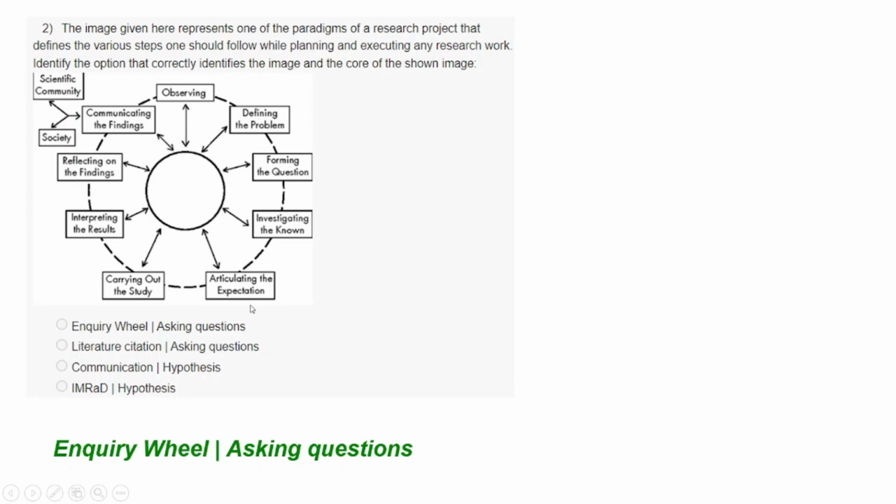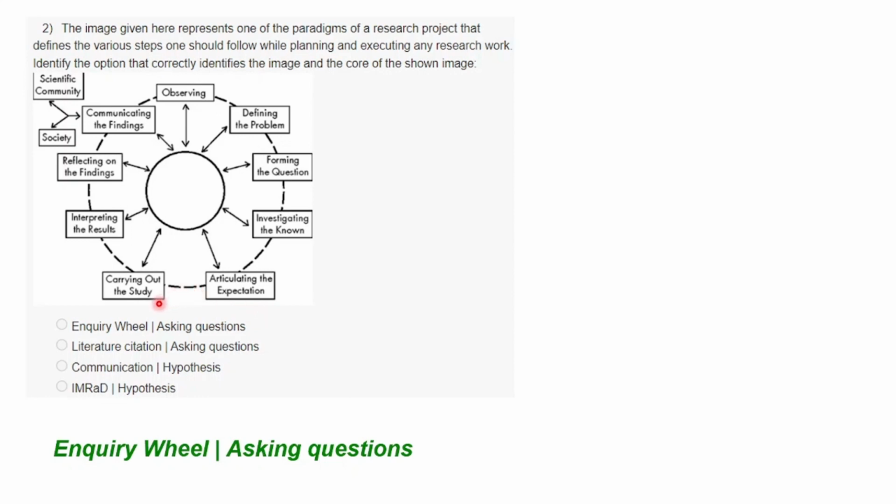Then there is this point called articulating the expectation. So what do we mean by that? A knowledge of what is known about a question and understanding of the answers to related questions guide a scientist in developing a preliminary answer to the question or to developing a revised question. And these preliminary answers are the hypothesis of the scientific method as commonly described.